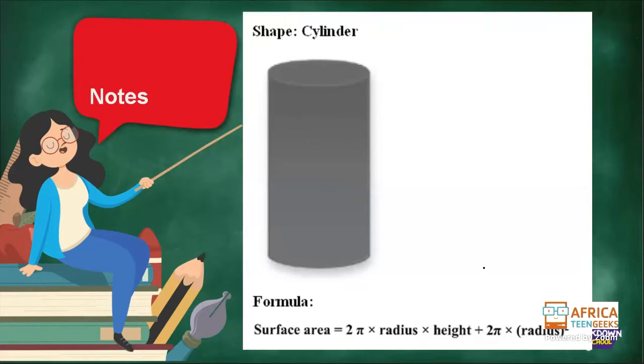Okay, the next shape is a cylinder. A cylinder is like a can. Now, with the cylinder, there are a number of things that we need to understand before you understand how this formula was derived. Okay, a cylinder has a shape on top. What shape is this on top? What shape is this?